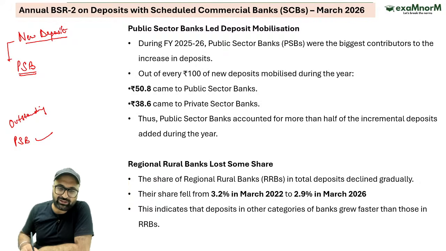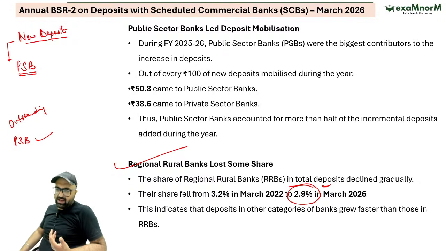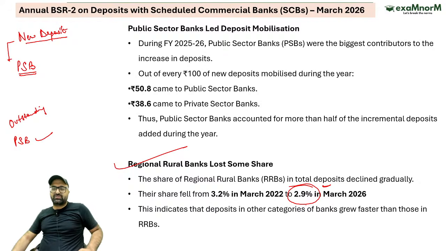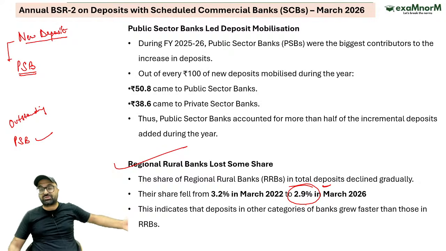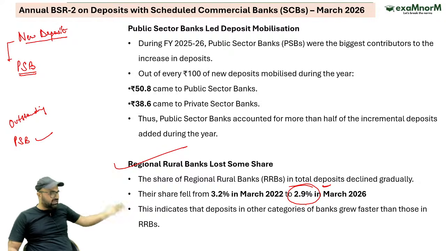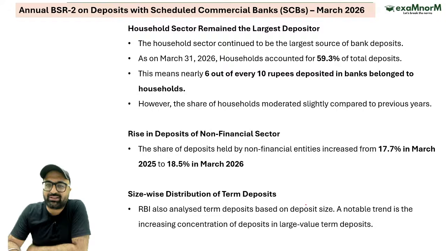sector banks. On the other side, for regional rural banks, they are losing their share in the total deposit. Reason is quite obvious, due to limited services they are providing. And the other banks, they are growing fast. Even the other non-banking financial institutes, they are growing fast, which are providing a better avenue for the depositors to deposit, and that is the reason RRBs, they are losing their share.